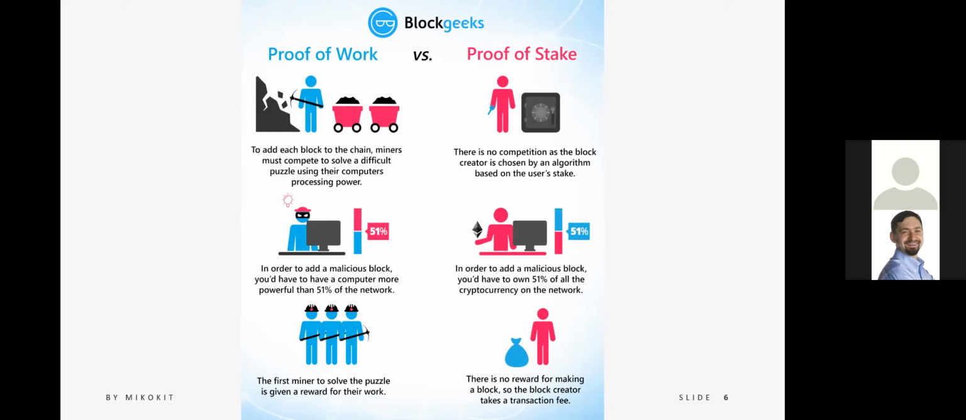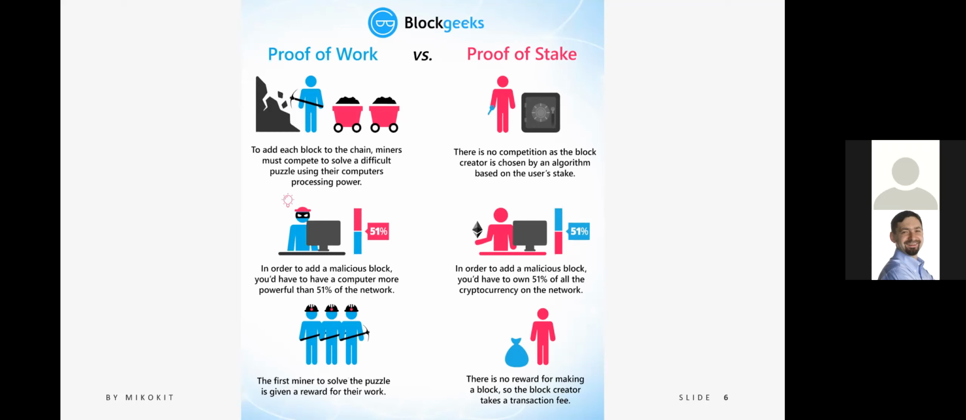Bitcoin with proof of work also works in the way that the first miner to solve the puzzle is given a reward for their work. They'll get the new Bitcoin created as a result of their mining. So the reward's really big, but again, it's really competitive and it takes a lot of energy because there are so many people trying to do it.